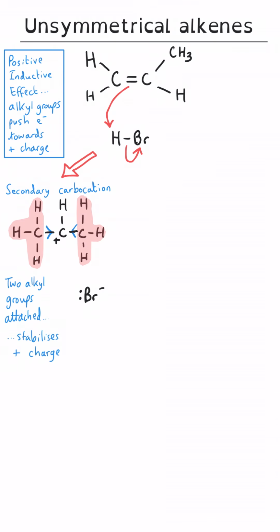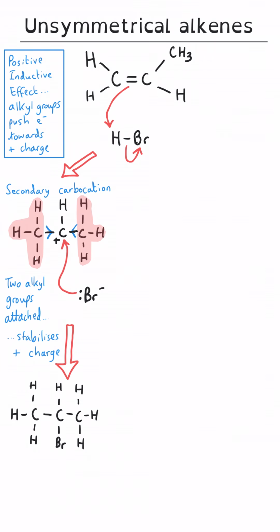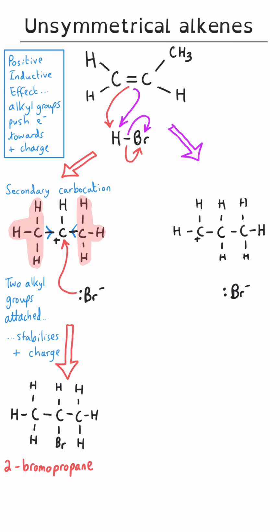And so this particular carbocation is referred to as a secondary carbocation because there are two alkyl groups attached to the positive carbon. The bromide ion with its lone pair will of course attack this carbon that is positively charged. We'll get a new bond forming between them, and this will be the organic product that we make, and we would call this 2-bromopropane. Alternatively, we could have this purple curly arrow occurring where it looks really similar at the beginning.